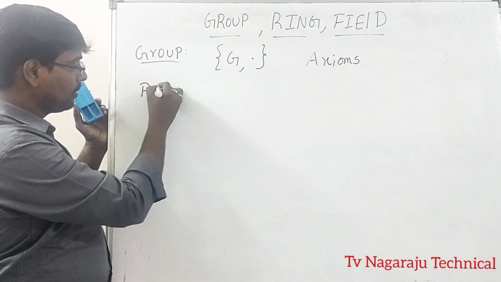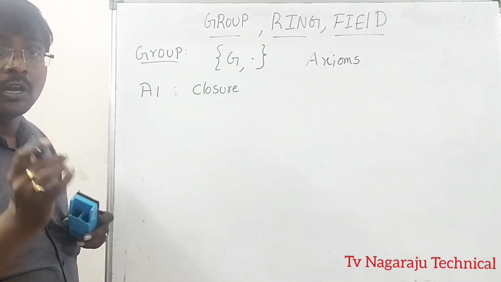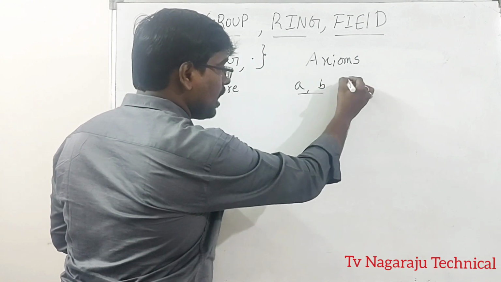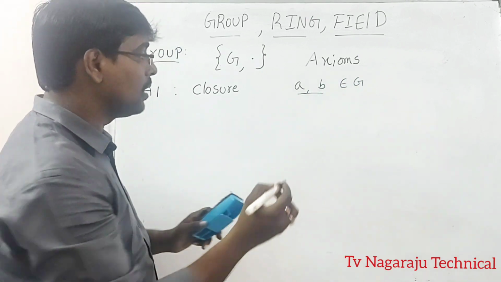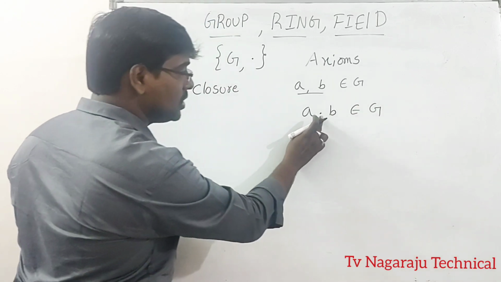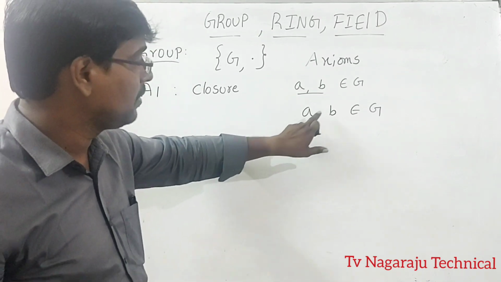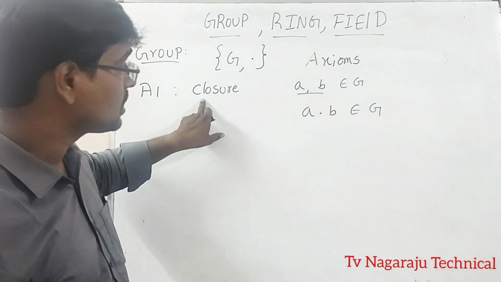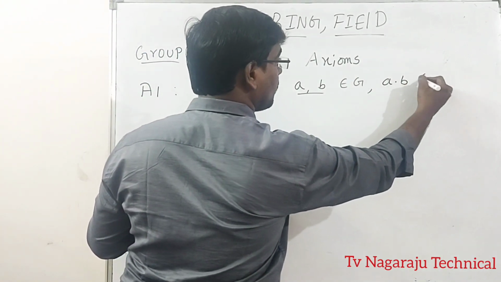The first one, closure property. Closure means, assume A and B are two elements that belong to G. A dot B also belongs to G. That means if I perform this operation between A and B, A dot B also belongs to G. This is called closure property.